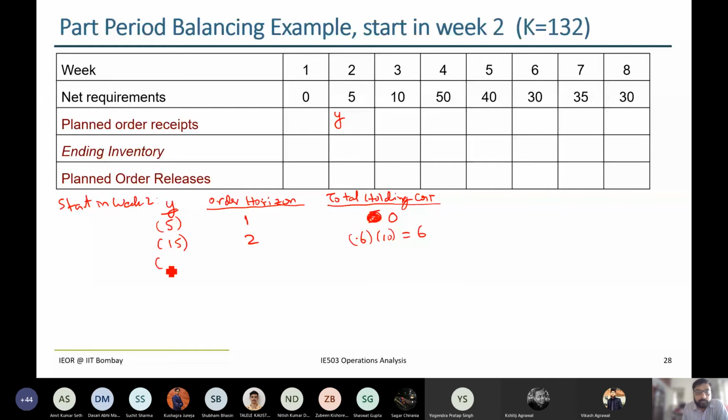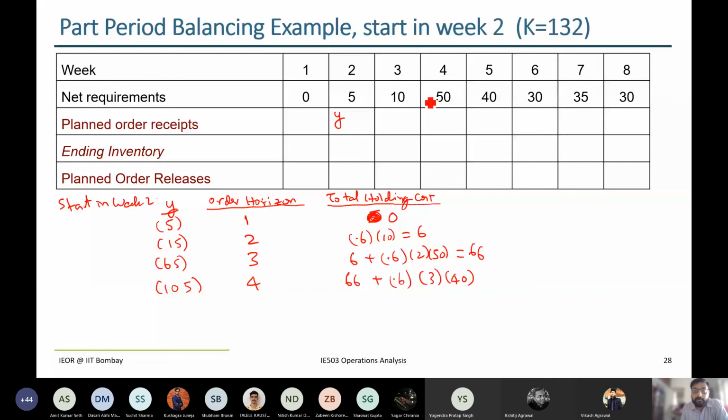Suppose I produce 65 units, that means I'm producing for 3 periods, 5 plus 10 plus 50. So in this case, the total holding cost will be 6 plus 0.6 into 2 into 50, which comes out to be 66. Suppose instead I produce 105 units, that will last for 4 periods. Then I have 66 plus 0.6 into 3 periods into 40. Why 3 periods?